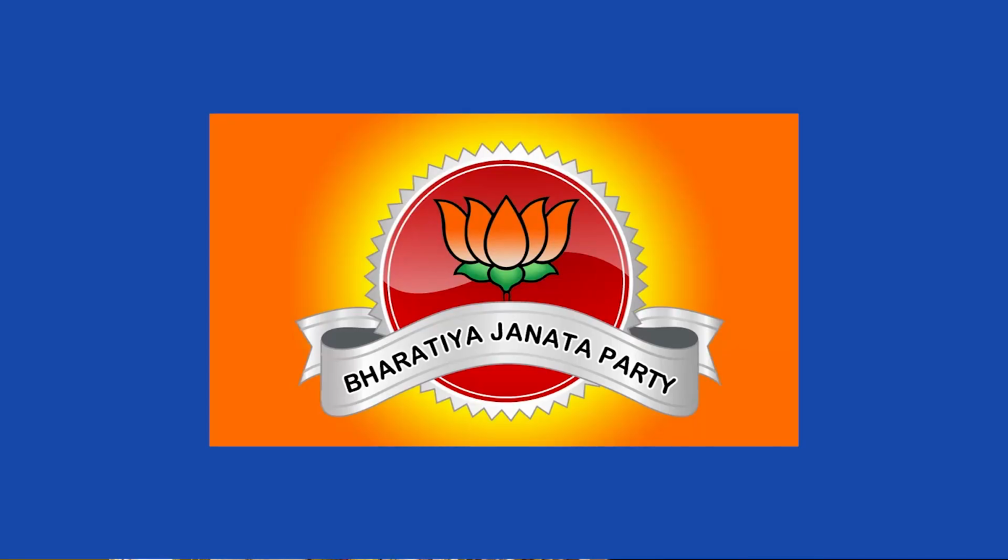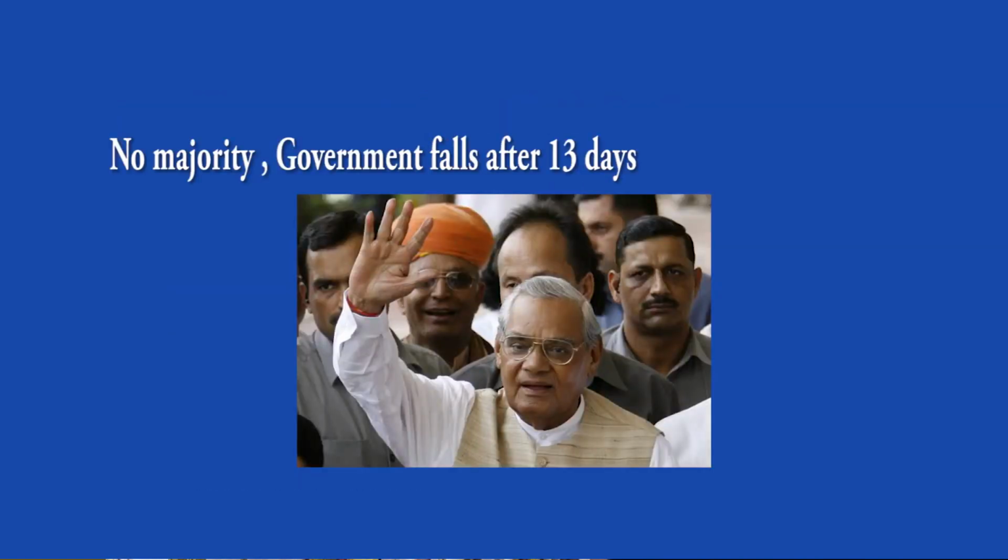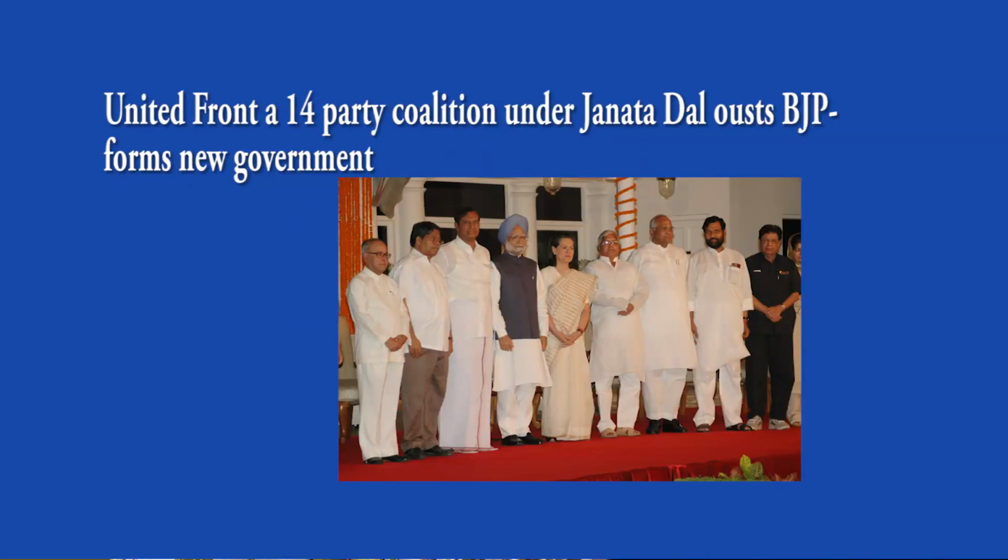The year 1996 saw, for the second time, a new national party assume power, BJP, Bharatiya Janata Party. The BJP came to power under Atal Bihari Vajpayee, but it did not have the single largest majority, so it could stay in power only for 13 days. The United Front, incidentally, which was a 14-party coalition formed under Janata Dal, ousted BJP to form the new government.